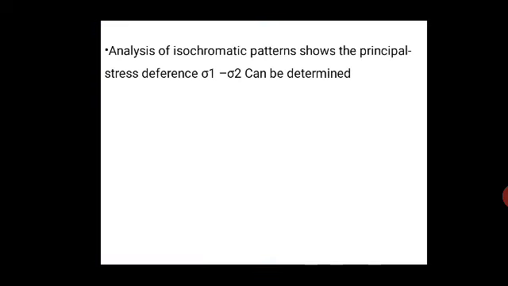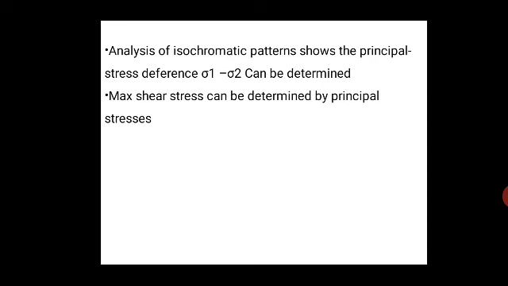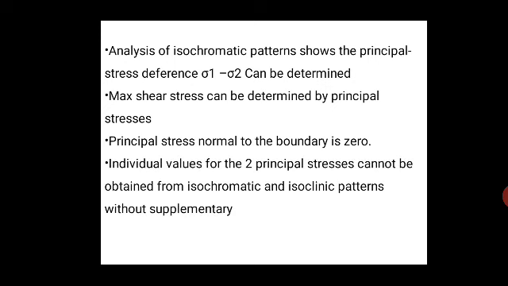See, for this one, we have the isoclinic, since we have discussed that the analysis of isochromatic and isoclinic shows that the principal stress difference sigma 1 minus sigma 2 can be determined, whereas the maximum shear stress can be determined only if the principal stresses are of opposite sign. Then the principal stress normal to the boundary is 0.